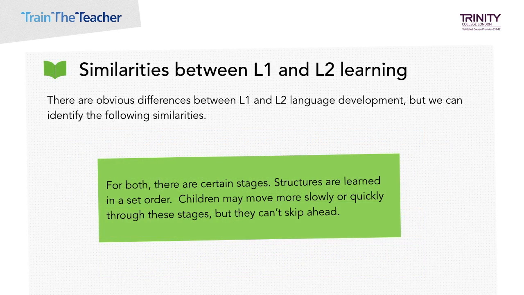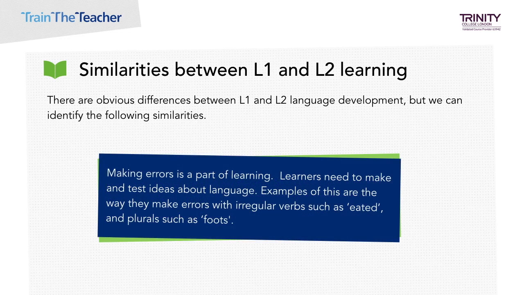While there are obvious differences between L1 and L2 language development, we can identify the following similarities. For both, there are certain stages and structures which are learned in a set order. Children may move more slowly or quickly through these stages, but they can't skip ahead. Another similarity. Making errors. Making errors is a part of learning. Learners need to make and test ideas about language. Examples of this is the way that they make errors with irregular verbs, such as eated, or plurals, such as foots.